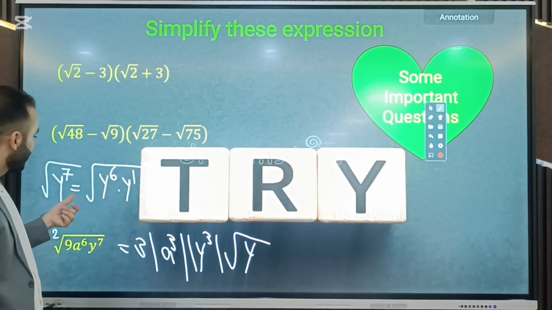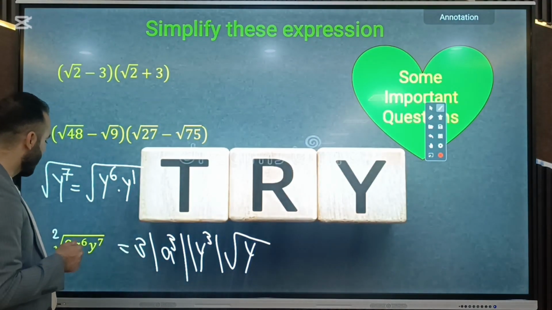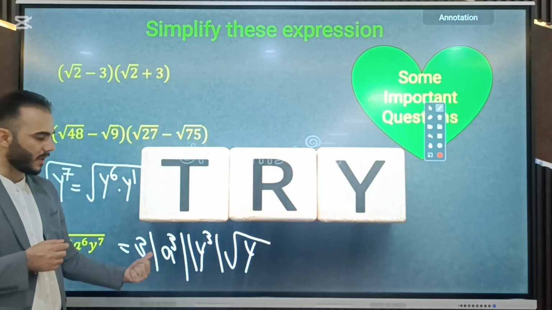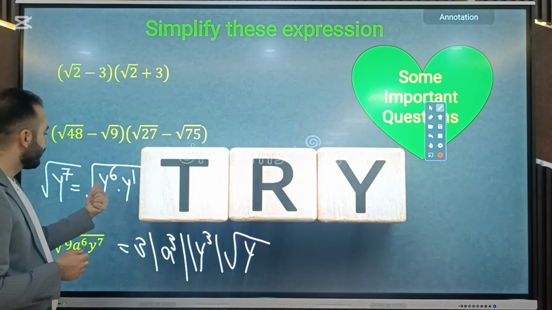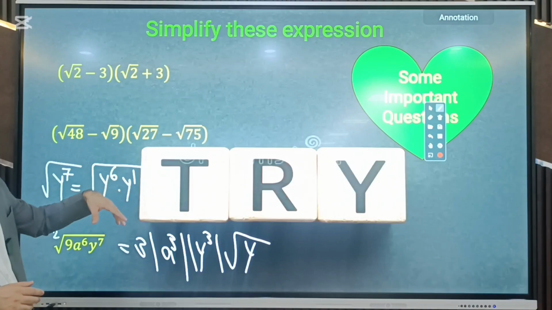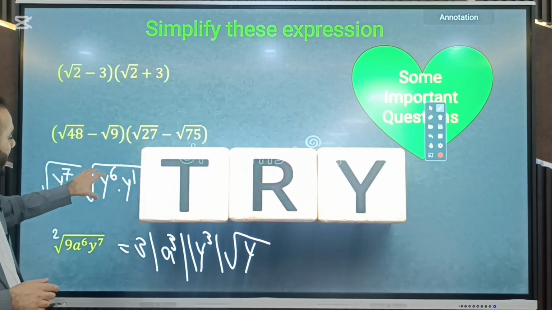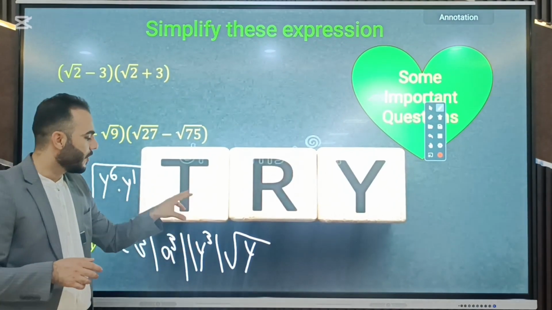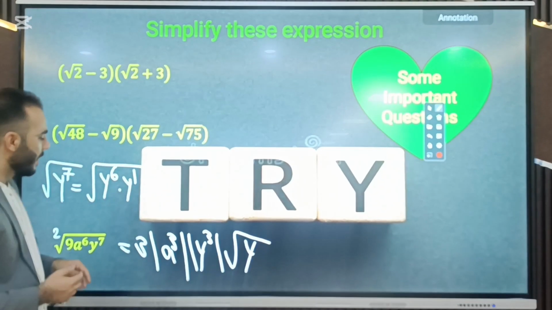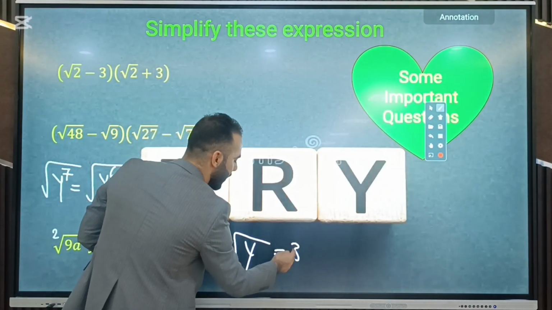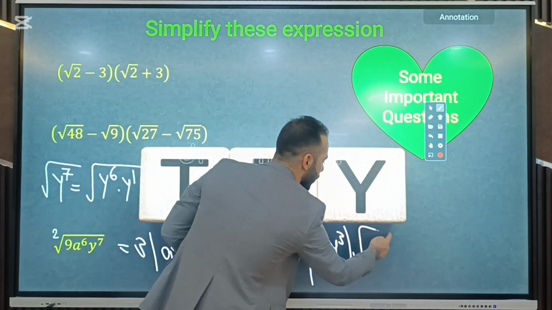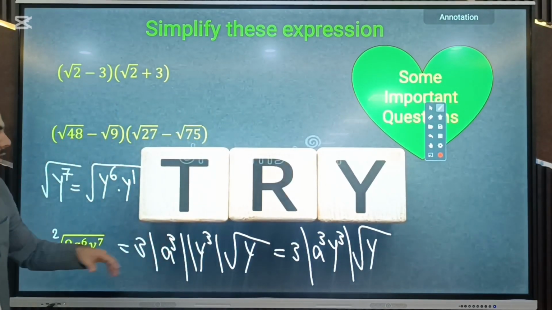Okay, so the result: 9 was perfect, came out as 3. A to the power of 6, 6 is divisible by 2, it's 3. Since it's odd, we put it inside an absolute value. And we break down this y into two pieces. So y to the power of 7 became y to the power of 6 times y to the power of 1. 6 is divisible by 2, so it's going to come out as y to the power of 3. You can write these two in one absolute value together. So let's just do it: 3 absolute value of a to the power of 3, y to the power of 3 all together, and square root of y. So both ways are correct.